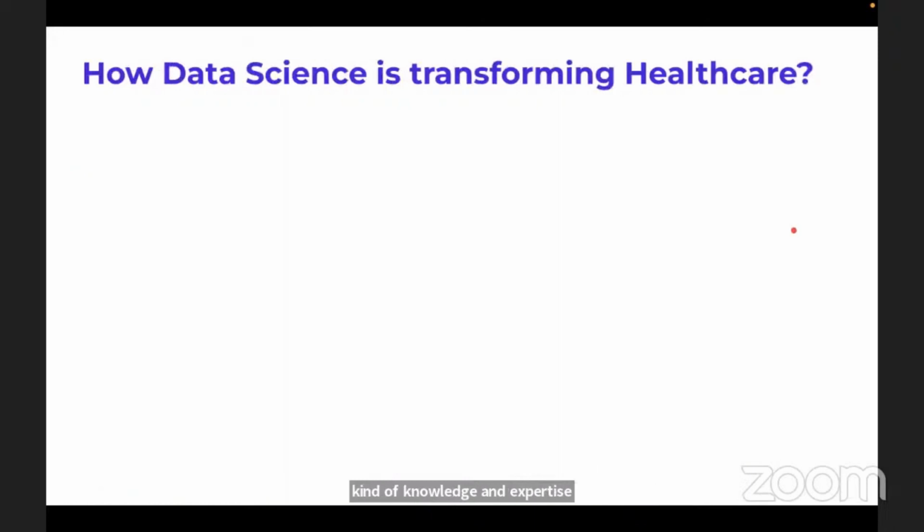So now, how can data science transform healthcare? Just going to a bit more granularity right now. The first thing is patient care. The central character in healthcare is the patient. Data science would be successful if it can transform healthcare by giving better quality patient care.